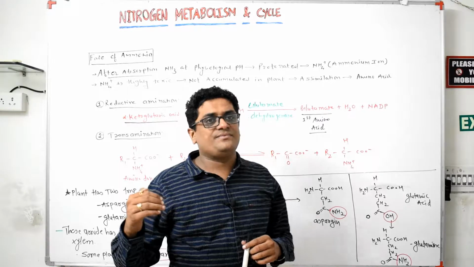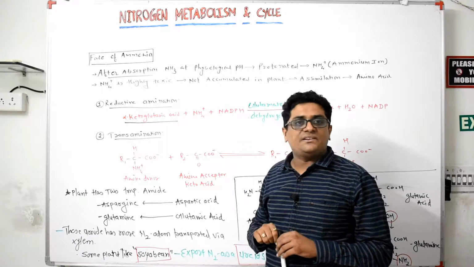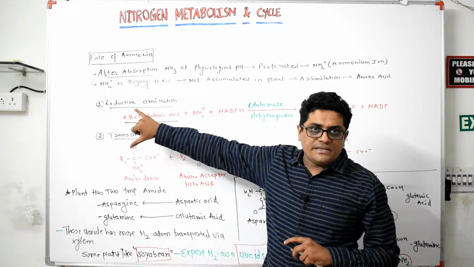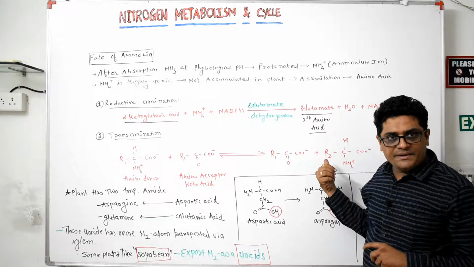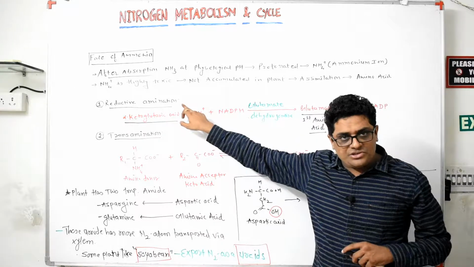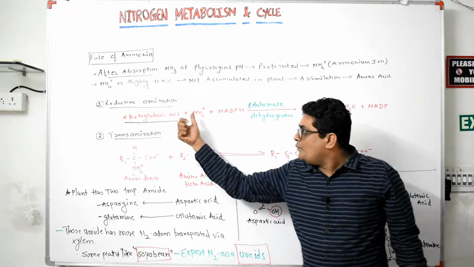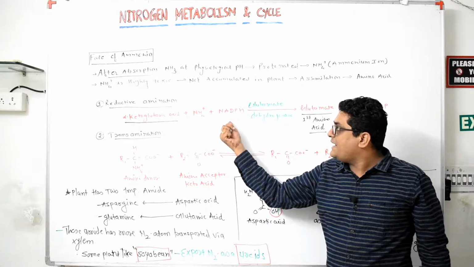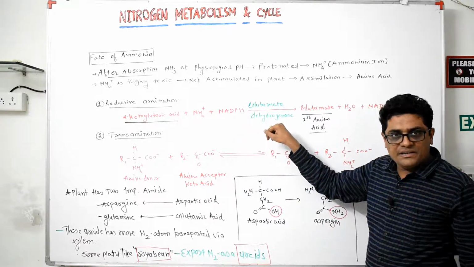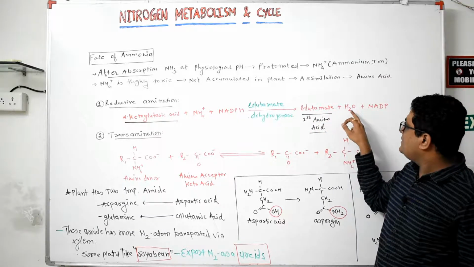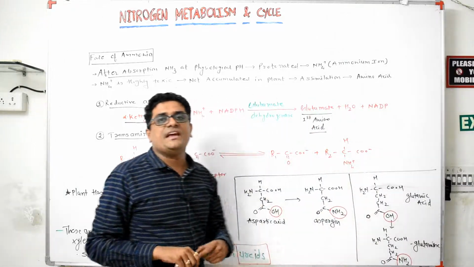It is immediately assimilated and forms amino acid. How does the amino acid get synthesized? There are two steps: reductive amination and transamination. By these two processes, the ammonium ion is converted into amino acid. Reductive amination requires α-ketoglutaric acid. This α-ketoglutaric acid, with the help of ammonium ion and NADPH, and the enzyme glutamate dehydrogenase, converts into glutamate, H2O and NADP. This glutamate is the first synthesized amino acid.